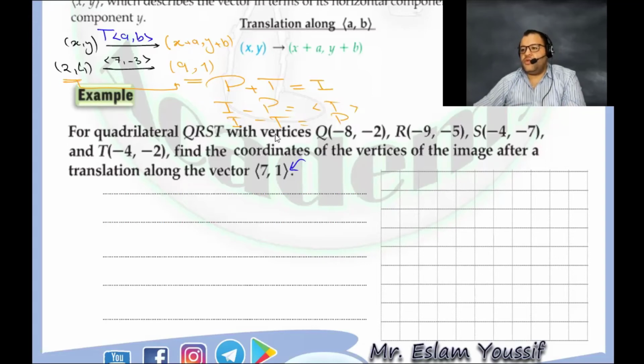So we have here Hamad. Hamad, mashallah.